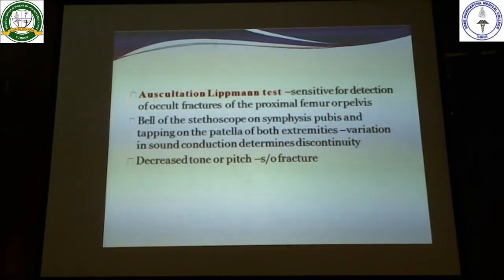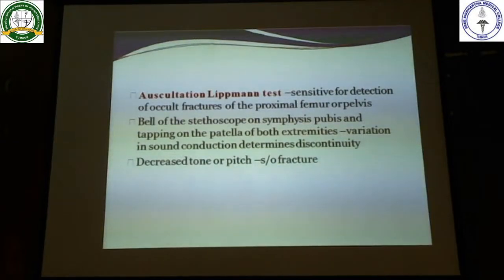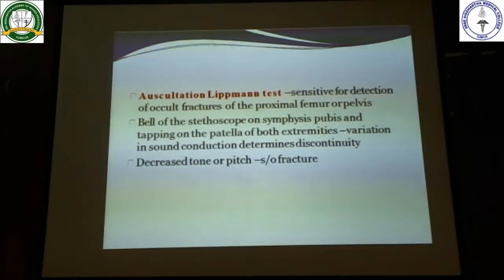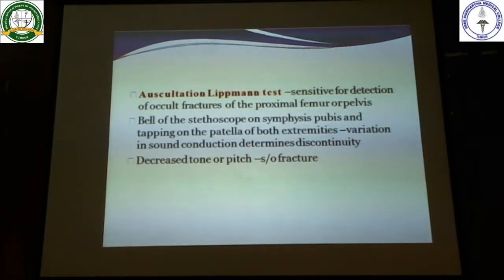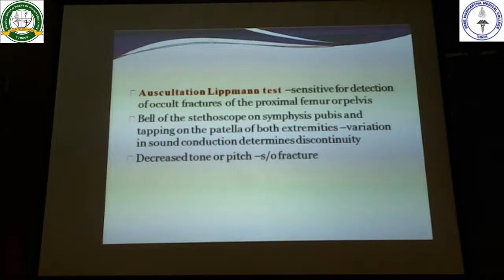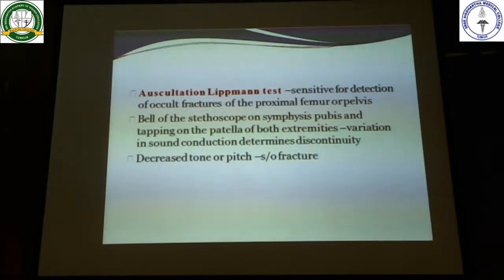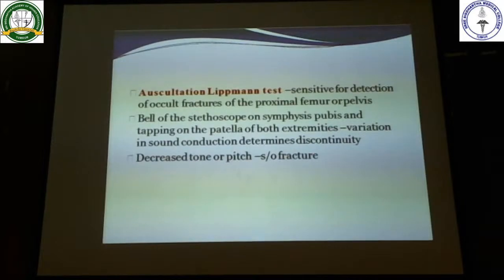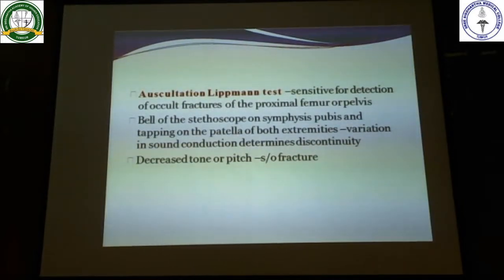It's nothing but a sensitive test for detection of occult fractures of the proximal femur or pelvis, used in both the femur as well as the pelvis. When you place the bell of the stethoscope on the symphysis pubis and tap on the patella of both extremities, you will see a variation in the sound conduction. That variation in sound conduction will tell you if there is a fracture or not. You can compare either side.